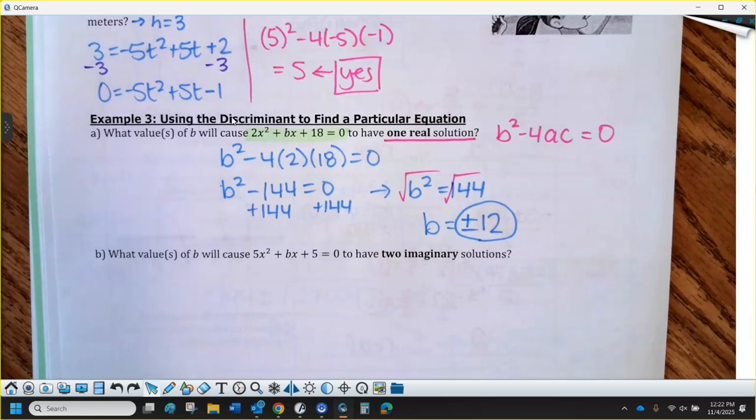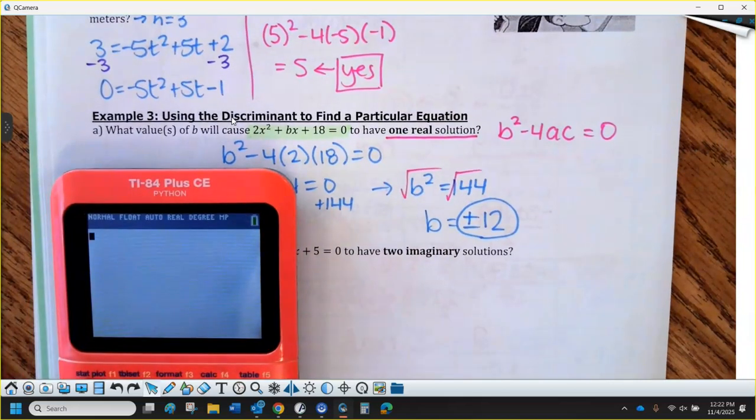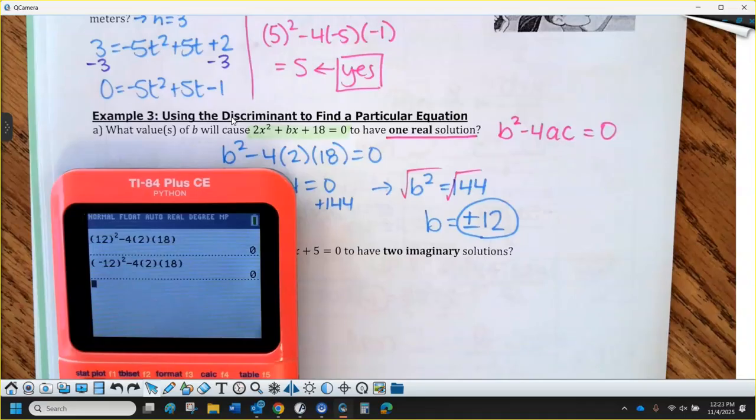So I want the discriminant to be 0, right? So if I do my b squared, if I do 12 squared, 4 times the a value is 2 times the c value is 18, you can check it. But the same thing, if I do negative 12, when you square negative 12 and when you square positive 12, they give you the same thing. So that's why there's actually 2 answers to that question. It could be 12 or negative 12. Okay, anybody have a question?